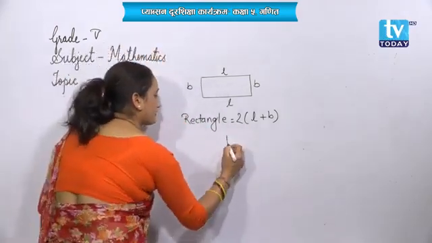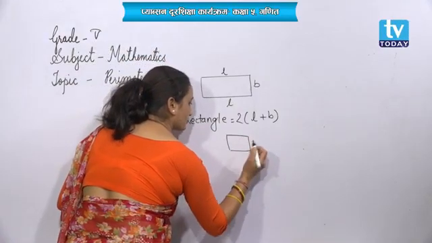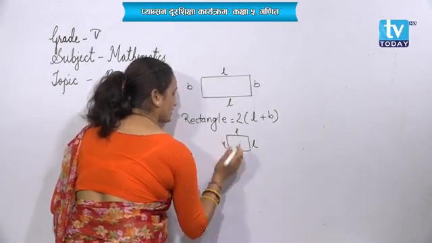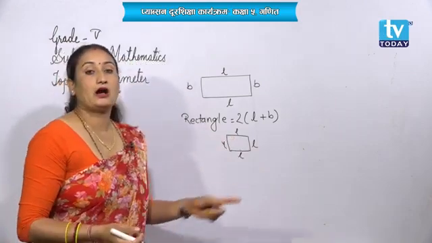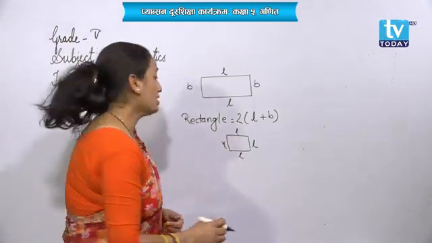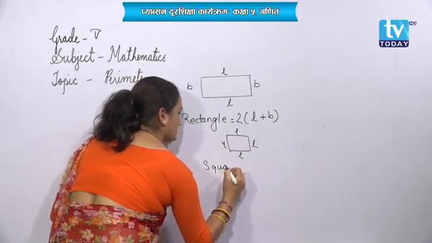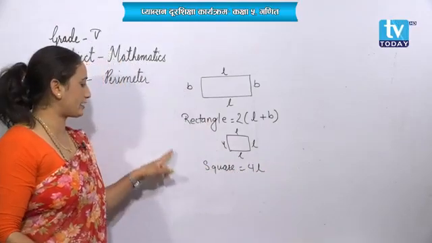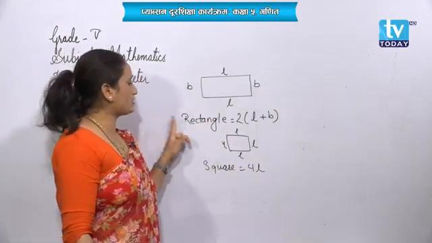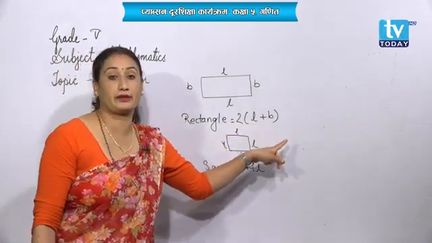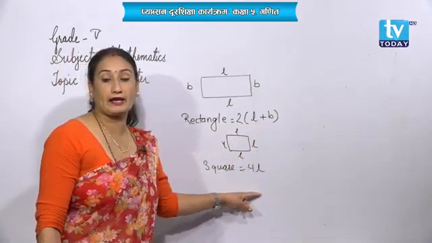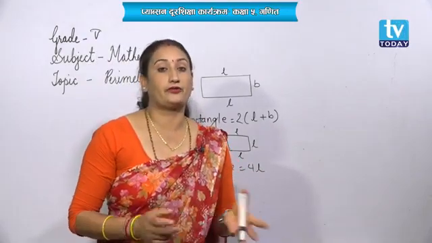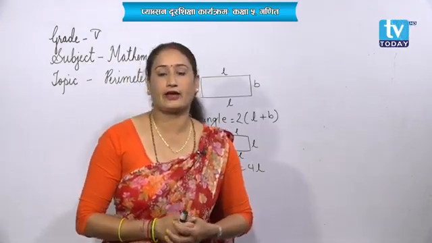Now, after this, there is a square. All sides will be L. That means how many sides are there? 4 sides. So, we can write it: perimeter of a square is 4L. It's all about perimeter, so I am not writing perimeter at the front, right? So, perimeter of a rectangle is 2 bracket L plus B. Perimeter of a square is 4L. So, I hope you can do it. You have practiced these so many times in grade 4, right? Now, you are practicing for grade 5 as well.